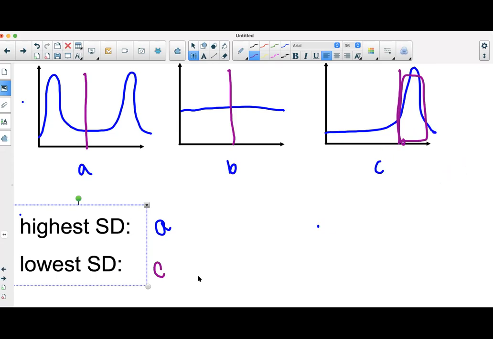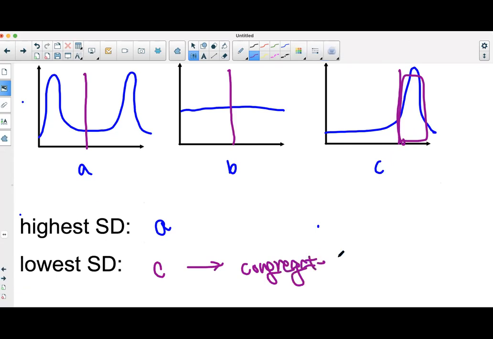In other words, the lowest standard deviation implies that they are congregated together, somehow, somewhere, in one place. That's what it means to have the lowest standard deviation. Highest standard deviation means what? They are away from the average. That's what it means. So in this case, given that all of them have the same number of data points and things of that sort, the lowest standard deviation will be on C, the highest standard deviation will be on A, and B happens to be in the middle.